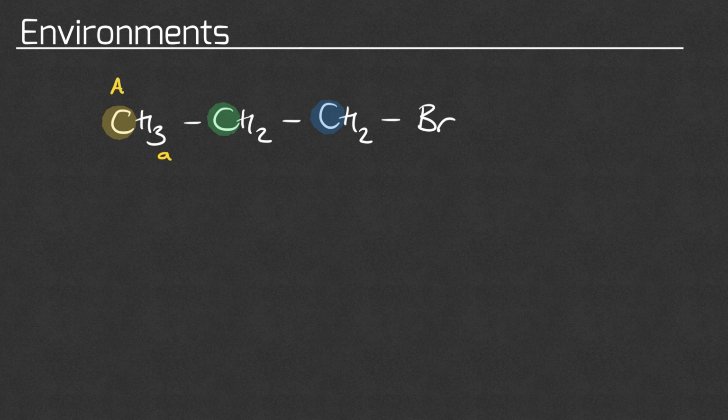We'd also have hydrogens in the same environment. So we've got, so far, one carbon environment and one hydrogen environment, labelled A. We would label the second set of environments B, and the final set C. So 1-bromopropane has got 3 carbon environments and 3 hydrogen environments.